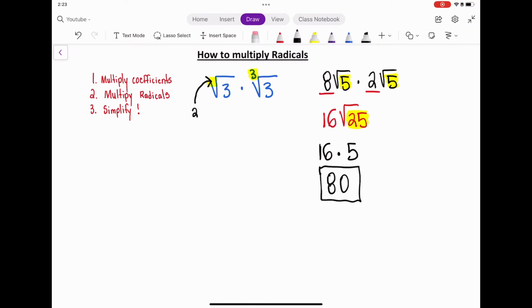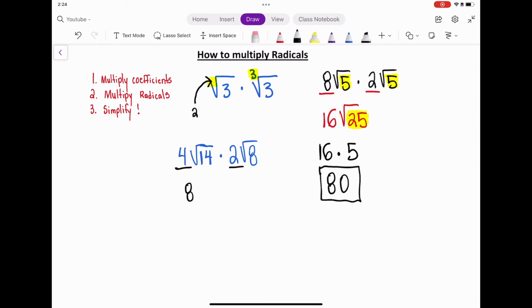Okay? Let's look at a different problem. So let's say we have a problem like this, right? So let's go back in blue. So we have 4 radical 14, I'm sorry. And we're going to multiply that by 2 radical 8.